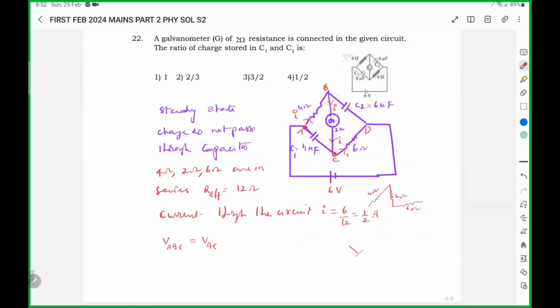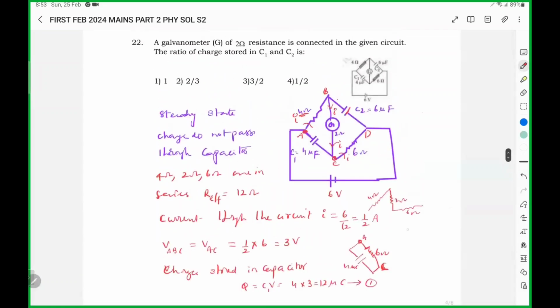Now if you take this 4 microfarad capacitor, here it is 4 ohms, 2 ohms, 6 ohms. I will take it as 6 ohms with 4 microfarads. Let us find the potential difference across AC. With half ampere current and 6 ohms resistance, the potential difference across AC is 3 volts. Then the charge stored in capacitor C1, 4 microfarads, is 12 microcoulombs.